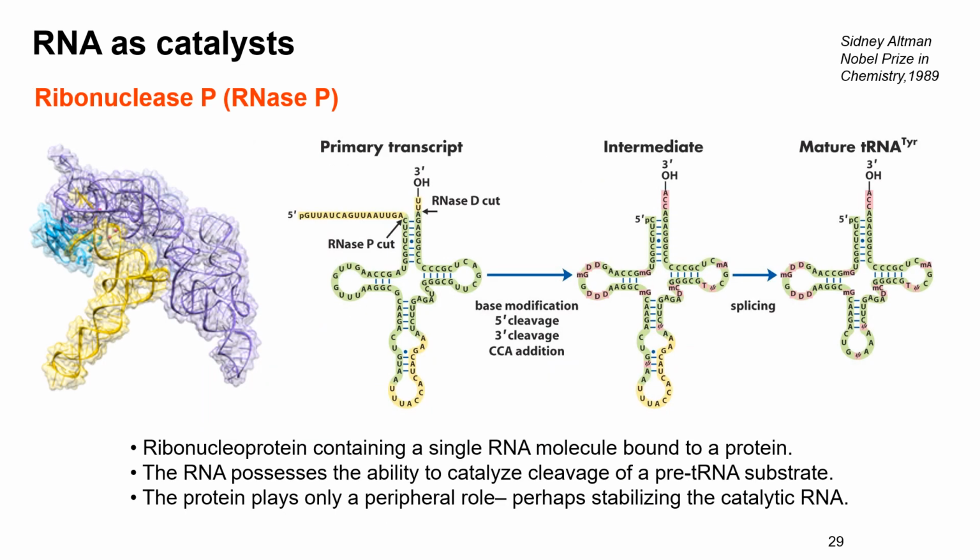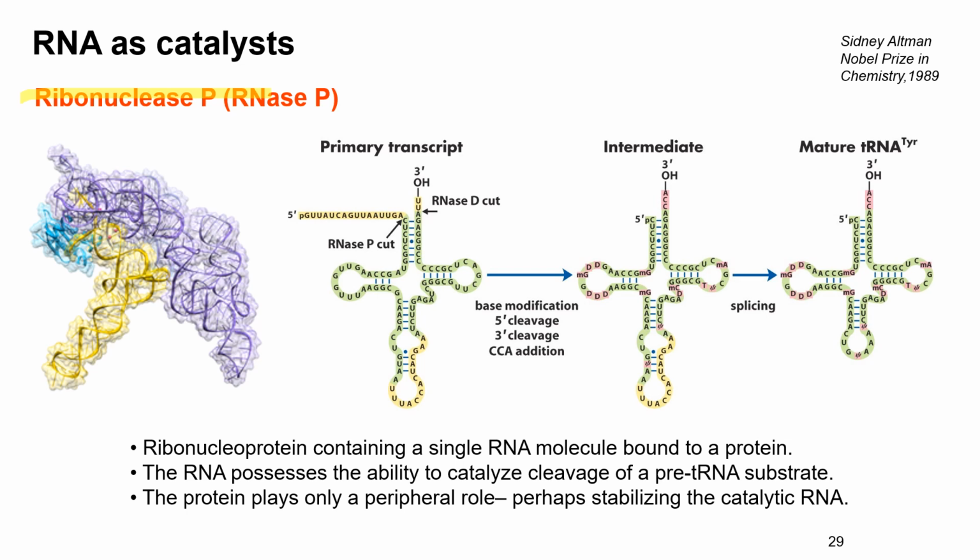We have been describing ribozymes that are autocatalytic, the group 1 self-splicing introns. Now, let's look at an example of a ribozyme that acts on other substrates, ribonuclease P. This was discovered by Sidney Altman around the same time as Thomas Cech, and they were jointly awarded the Nobel Prize for the discovery of RNAs with catalytic activities.